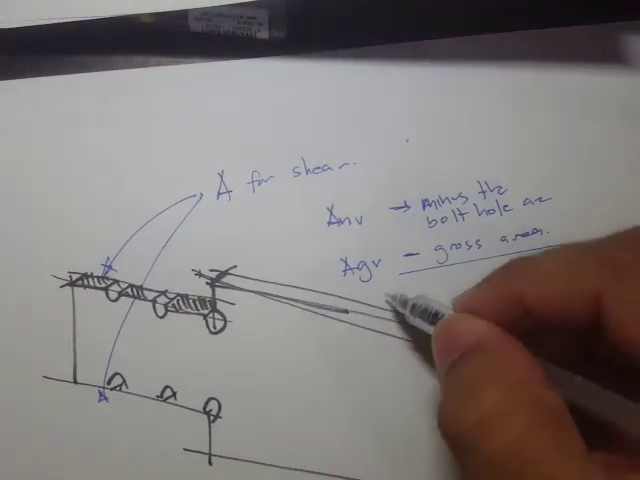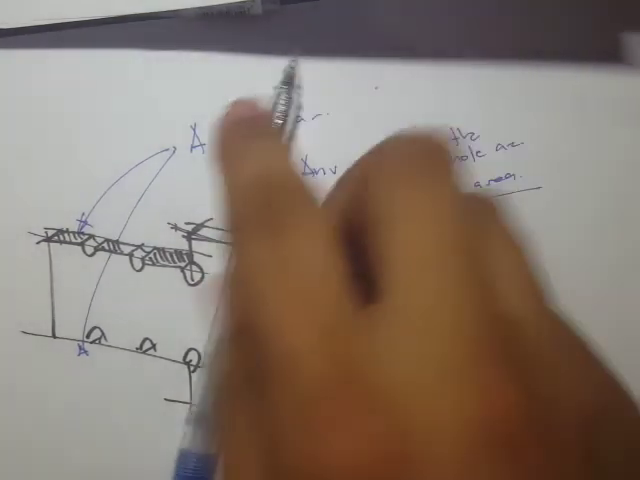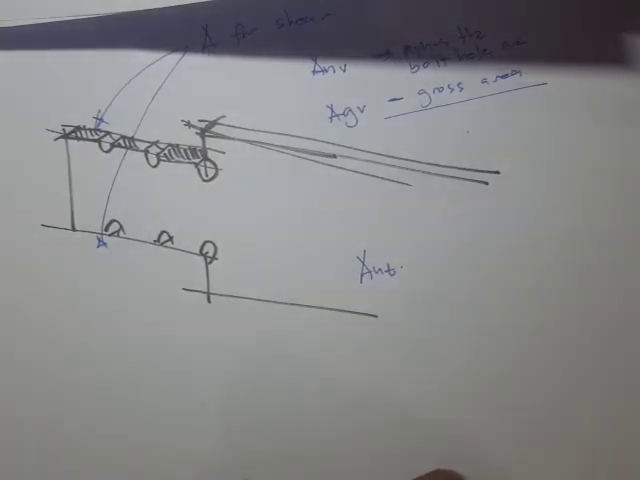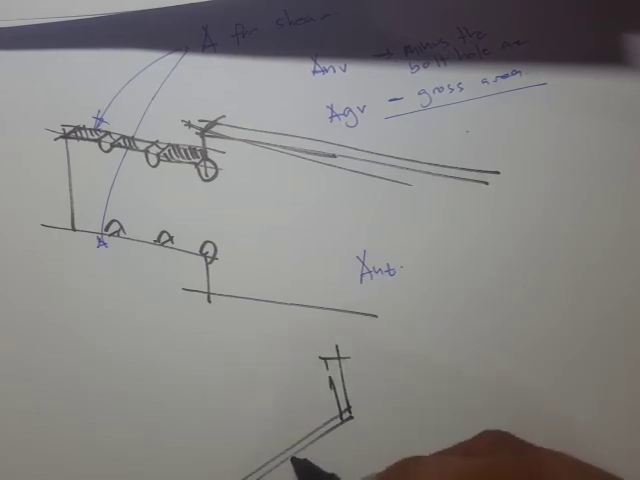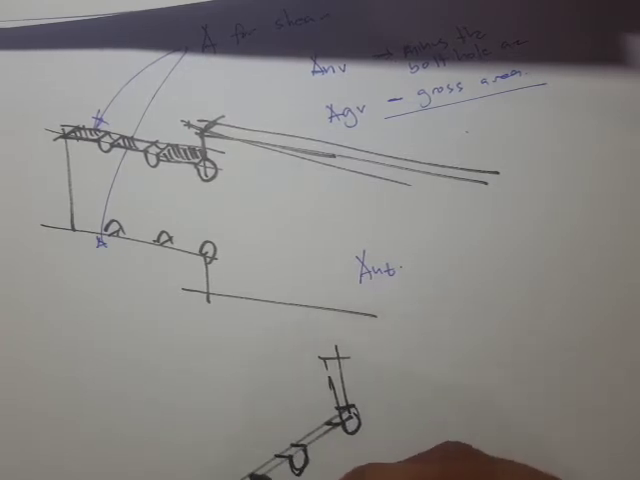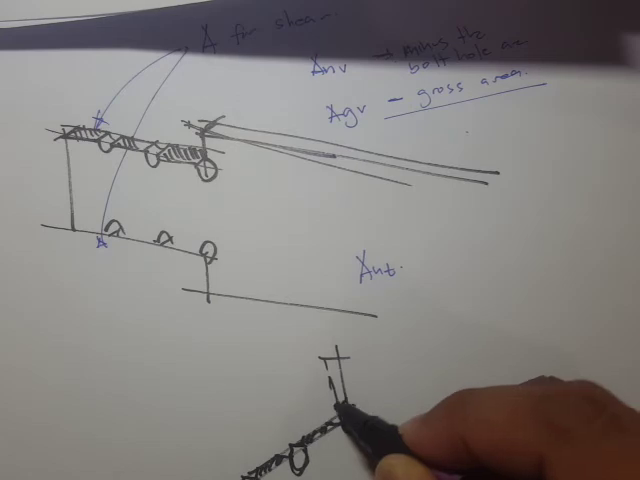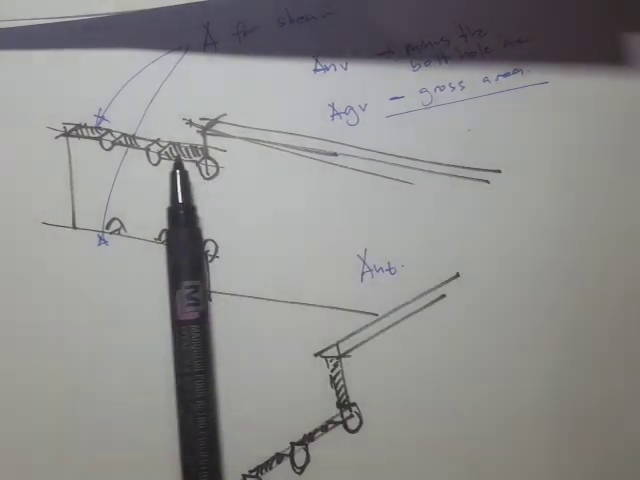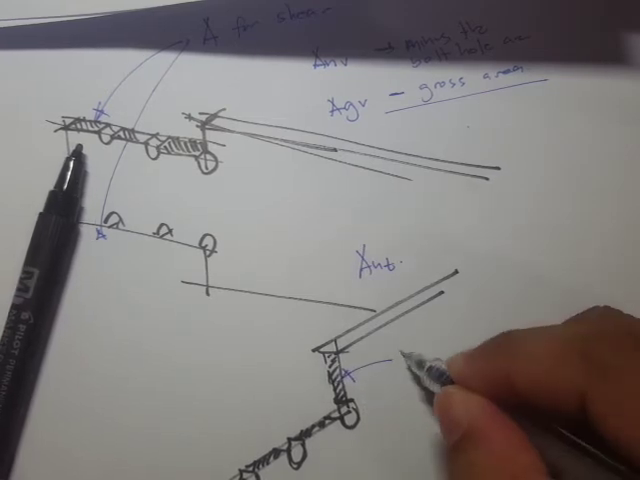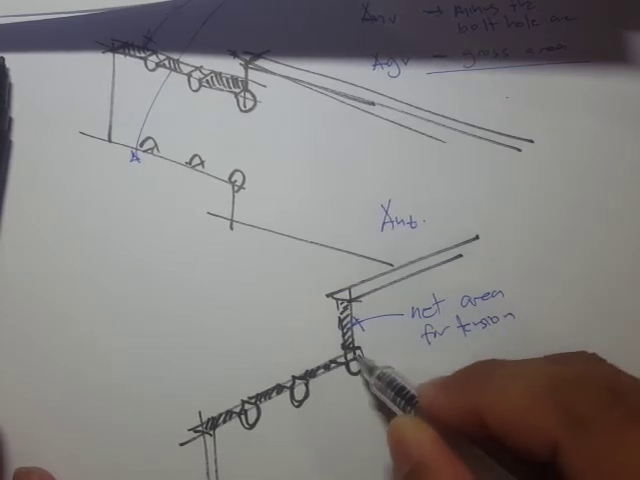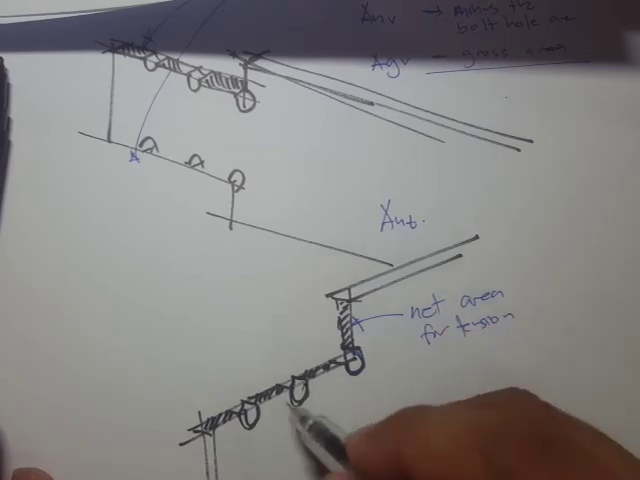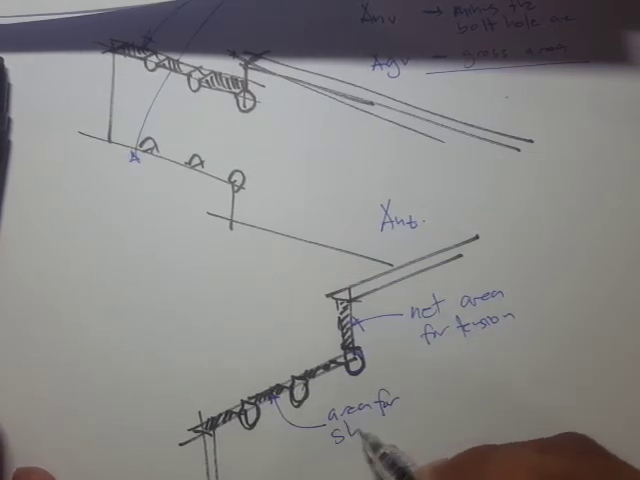Then for the A N T, we draw that in the other view, and that's going to be something like this. This one would be the net area for tension. Of course, if you subtract the bolt holes, then that's going to be the net area. Then this one is the area for shear.